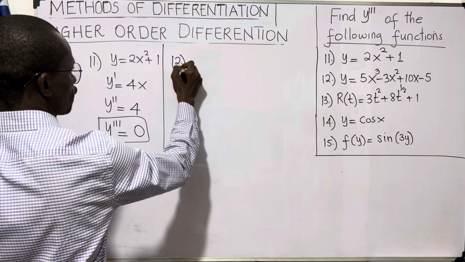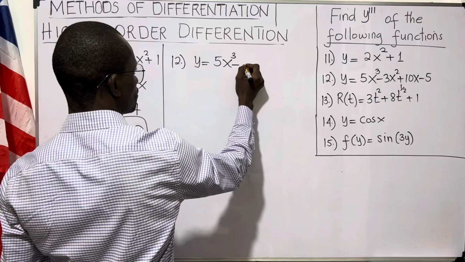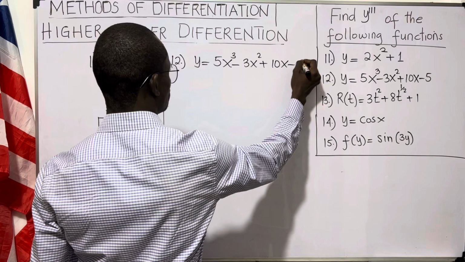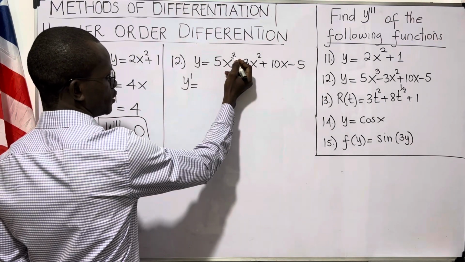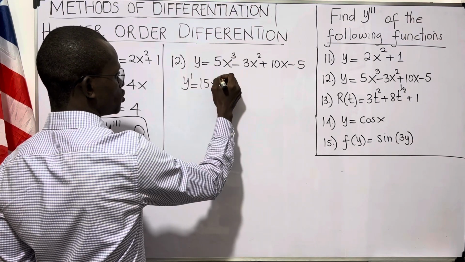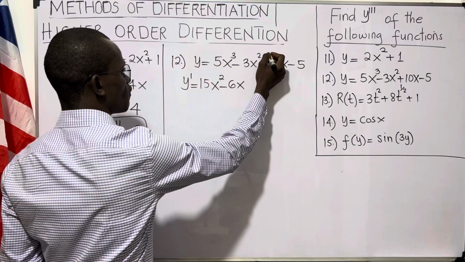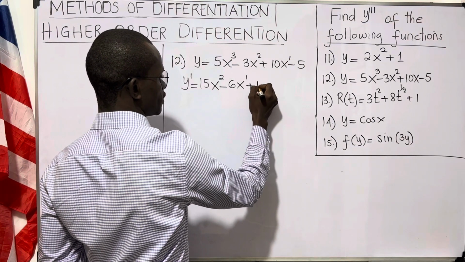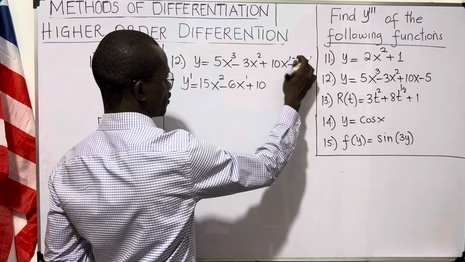To question 12, y equals 5x cubed minus 3x squared plus 10x minus 5. So again, we find the first derivative, y prime. 3 times 5 is 15. Subtract 1 from this power is 2. 2 times 3 is 6. Subtract 1 from this power is 1. The power is 1. 1 times 10 is 10. Subtract 1 from this power is 0. x to the 0 power is just 1. The derivative of a constant goes to 0.